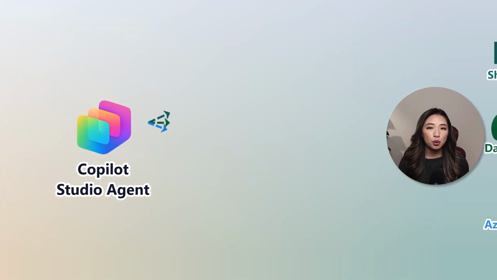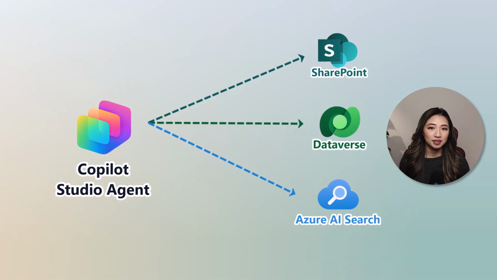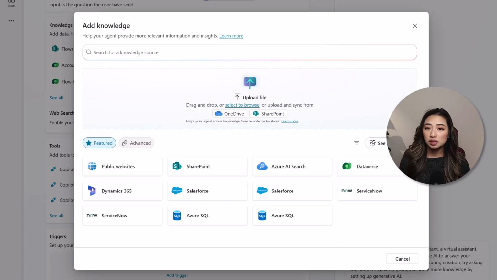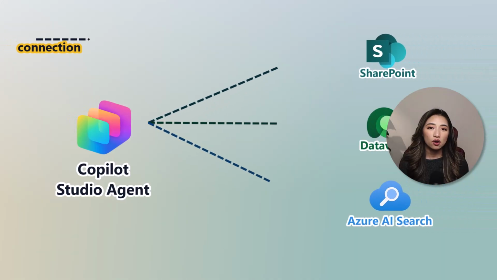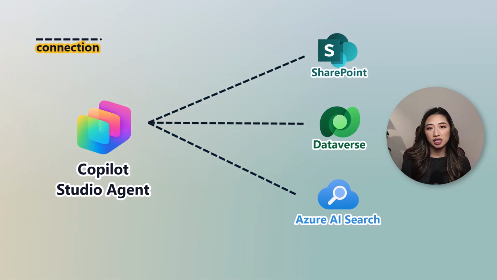Let's start with the basics. Connections are how your Copilot talks to the outside world. They're used for knowledge sources, tools and connectors, Power Automate flows, etc. Anytime your Copilot reads data or runs an action, it is using a connection.